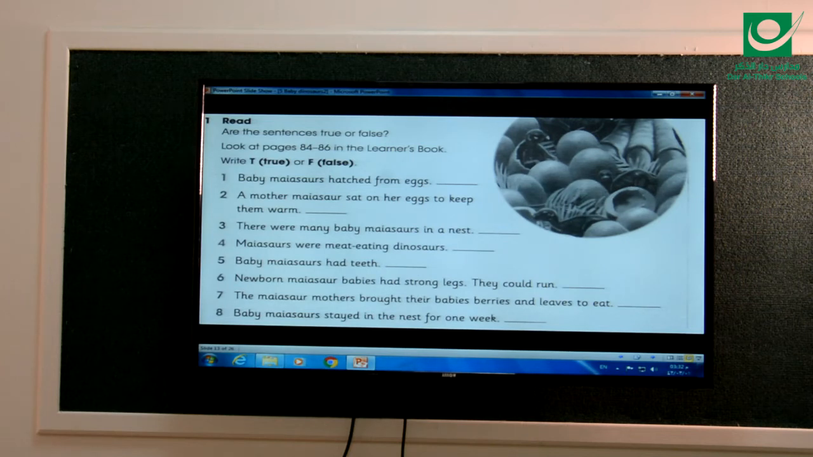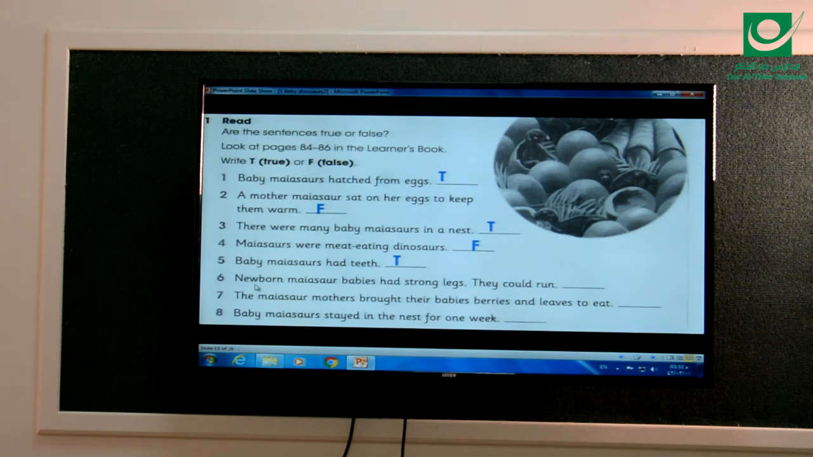Okay, let's check your answers now. Number 1, baby Maiasaurs hatched from eggs. True. Number 2, a mother Maiasaur sat on her eggs to keep them warm. False. Number 3, there were many baby Maiasaurs in a nest. The answer is true. Number 4, Maiasaurs were meat-eating dinosaurs. False. Number 5, baby Maiasaurs had teeth. True.